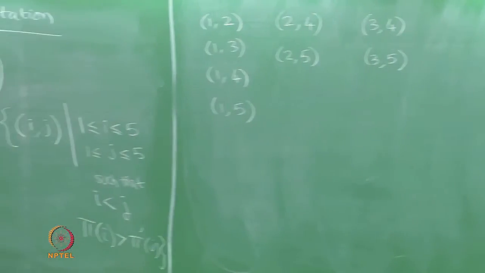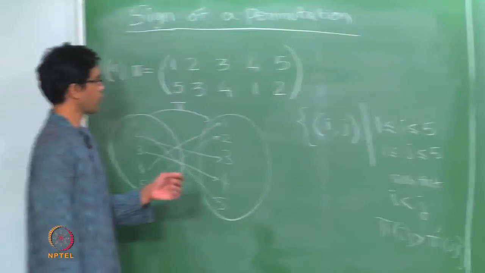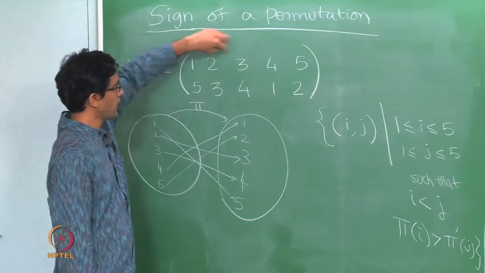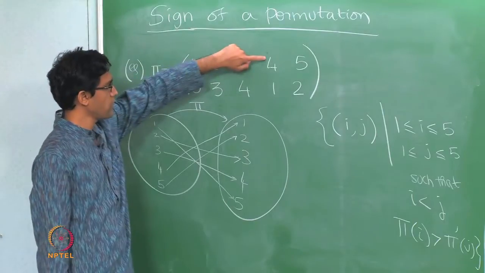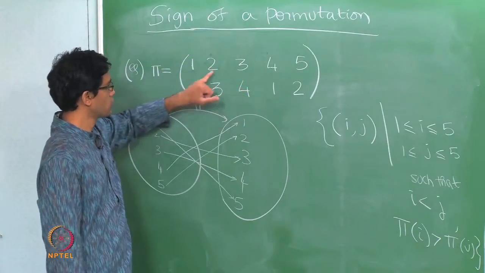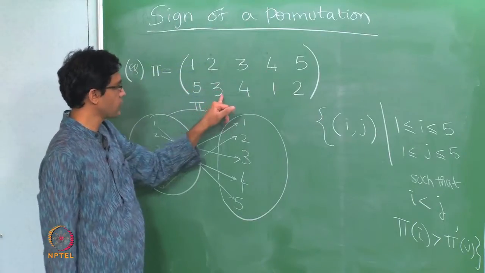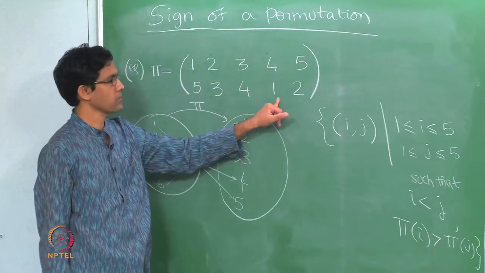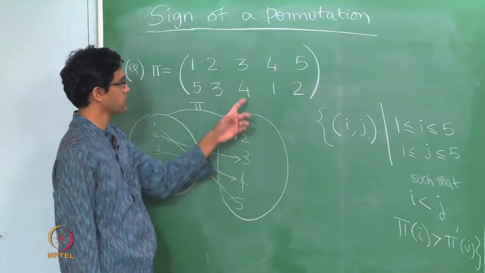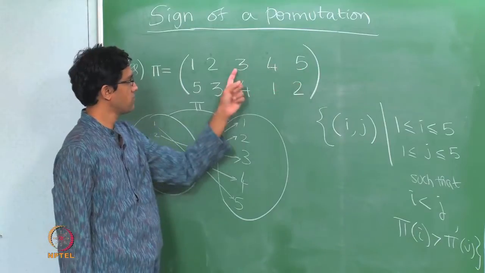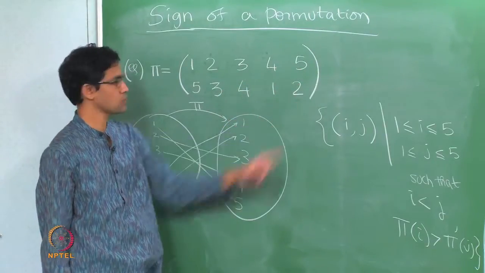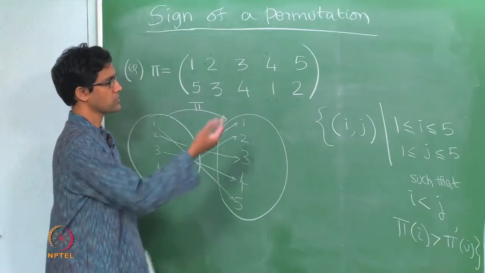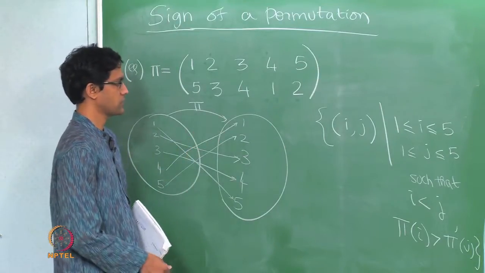Okay. So let us just check. If you look at 2 4, if i is 2 and j is 4, pi of 2 is 3 whereas pi of 4 is 1. So 2 is smaller than 4, but pi of 2 is strictly bigger than pi of 4. And similarly if I have 3 5, for instance, 3 is smaller than 5, but what it maps to, 4, is bigger than what 5 maps to, which is 2. Okay. So this is the list of elements.